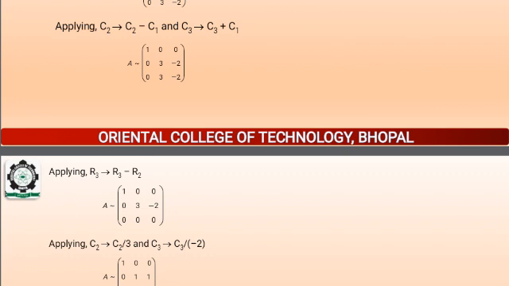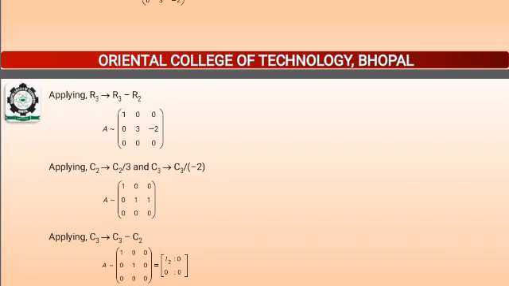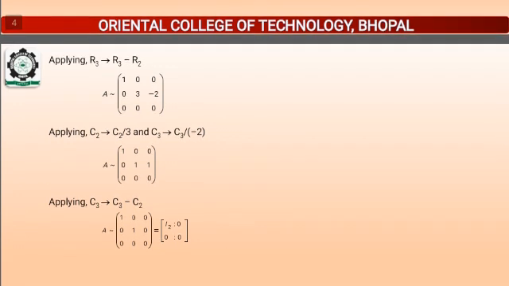Now applying C2 changes by C2 by 3 and C3 changes by C3 by -2. Then A can be converted in the form [1 0 0; 0 1 1; 0 0 0]. Again applying C3 changes by C3 minus C2, then after conversion A becomes [1 0 0; 0 1 0; 0 0 0].